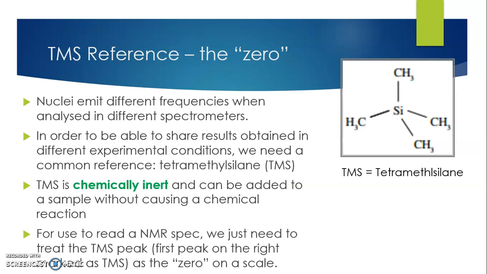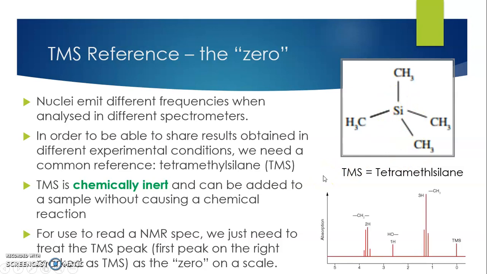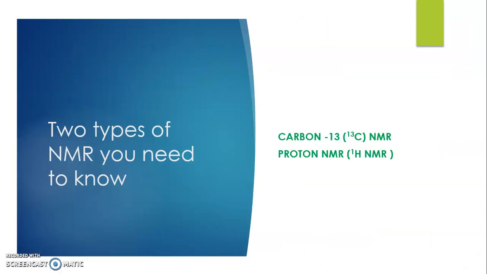So for us to actually read an NMR spectrum, we just need to treat the peak that's produced by this sample, the TMS, as the 0 on the scale. For example, on this typical NMR spectrum, TMS here is being marked 0. And then all the other numbers are from 0 onwards. Okay? So TMS is our scale, a 0 on the scale. Okay. There are 2 types of NMR that we need to know, carbon-13 and proton NMR, which is basically hydrogen-1.